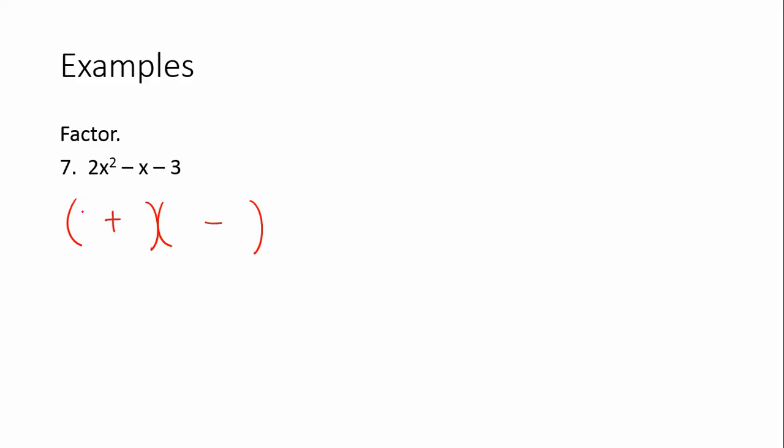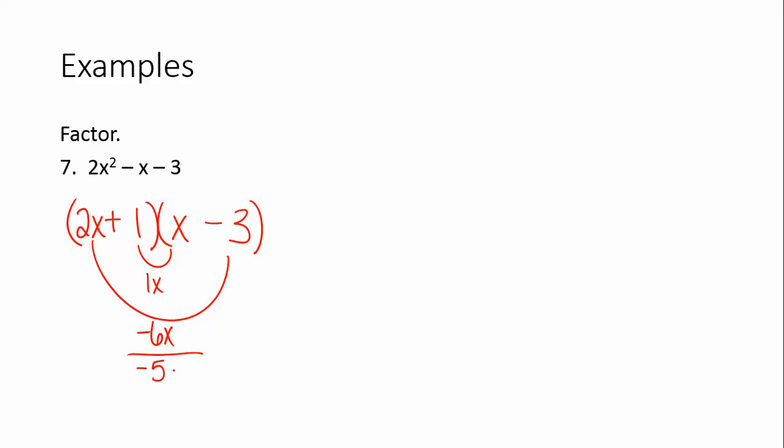2 is prime, so I know I'm going to have 2x and 1x. I may switch them places in a minute, or end up having to switch my signs. But I need to get a negative 1 in the middle. So now I need factors of 3 in the back. So that's going to be 1 and 3. This gives me 1x. This gives me a minus 6x for a total of negative 5x.